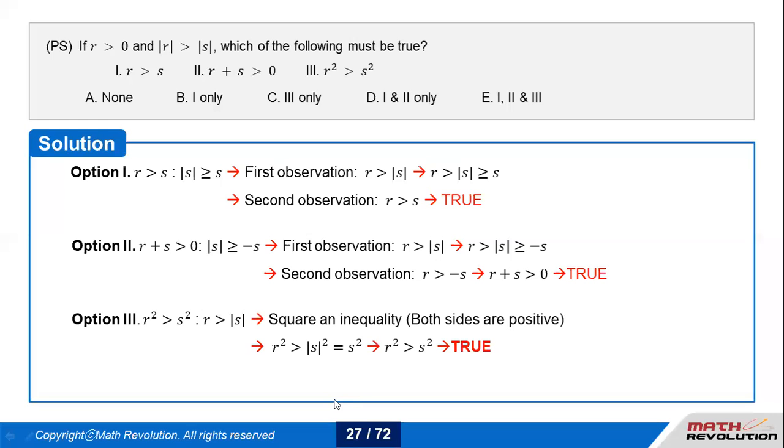The third condition is a square, which is R square is greater than S square. We know that R is greater than modulus of S. If you square both sides, both are positive. That makes it R square is greater than S square. And modulus of S square is equal to S square. So all possible conditions must be true, that is first, second, and third. So answer goes as E.